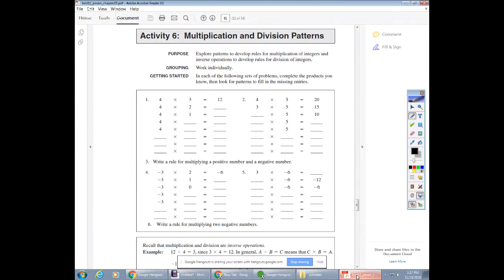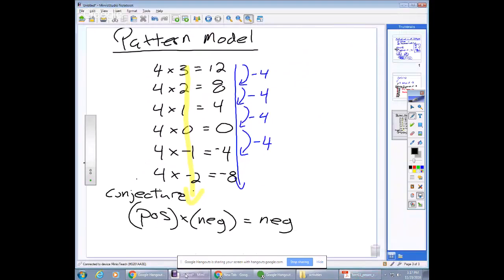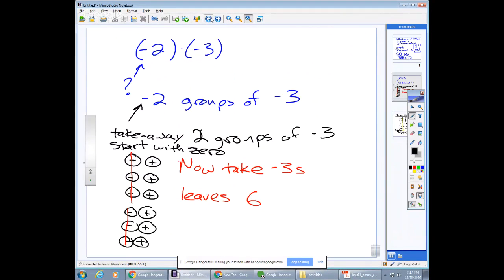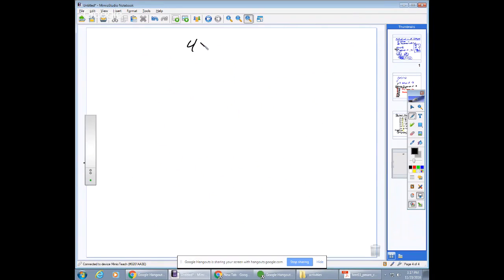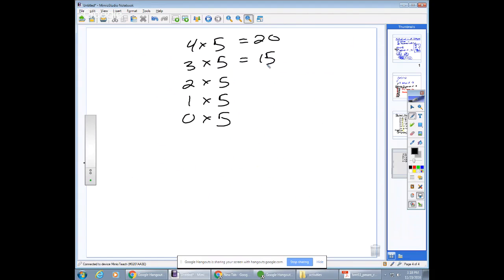So we've got part of this worked out. Let's take a look at pattern number 2 here. We're multiplying by 5, but in the second column. So I have 4 times 5, 3 times 5, 2 times 5, 1 times 5, 0 times 5. So it's a whole number pattern that we're pretty familiar with: 20, 15, 10, 5, 0.